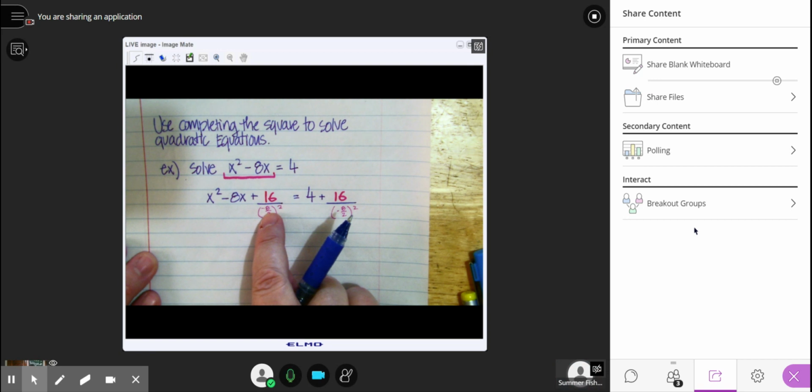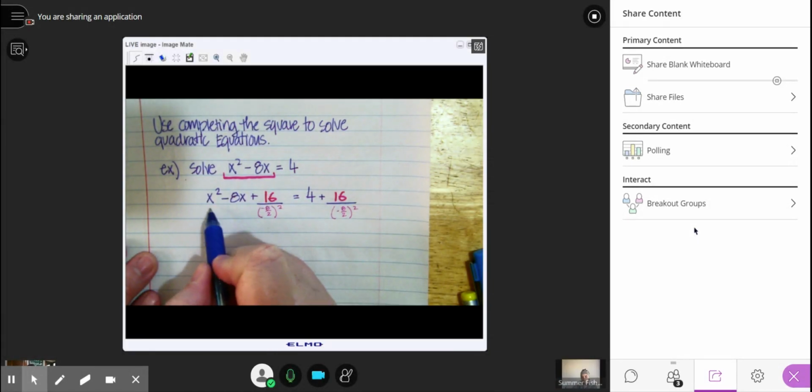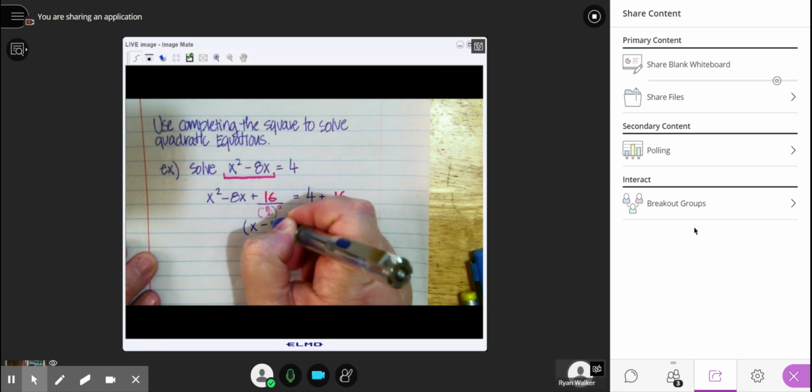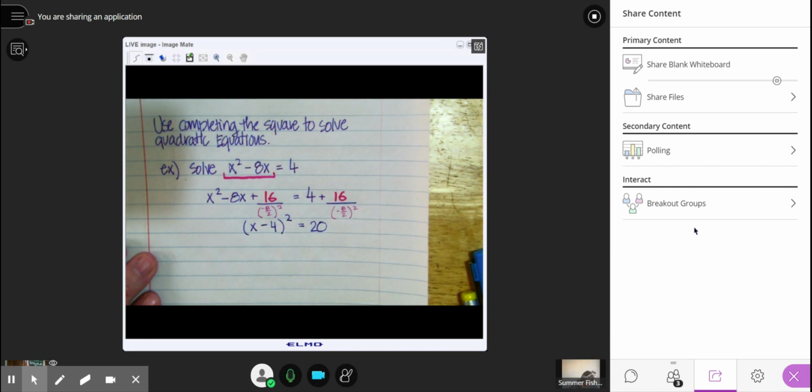It would be 64 over 4, which is 16. 8 squared is 64. So if you square it first, make sure you're squaring and not just multiplying by 2. Okay? Now, from what we were just doing, we know that x squared minus 8x plus 16 can be written as x minus 4 squared. And 4 plus 16 is 20.